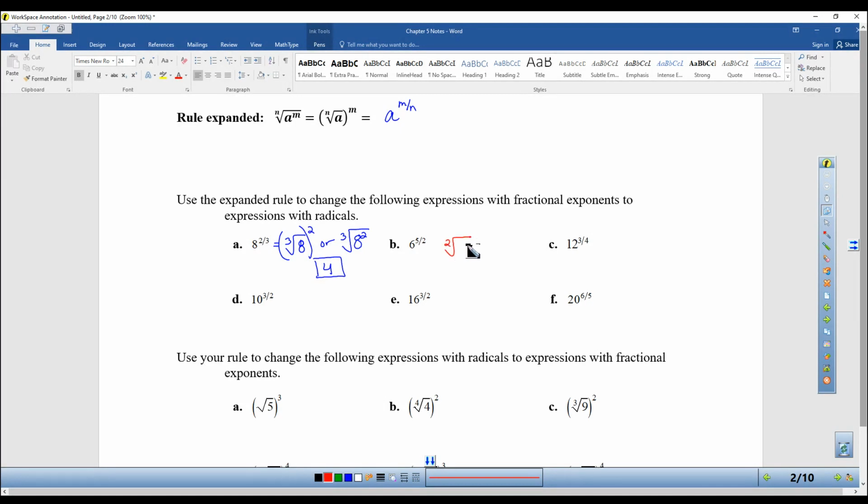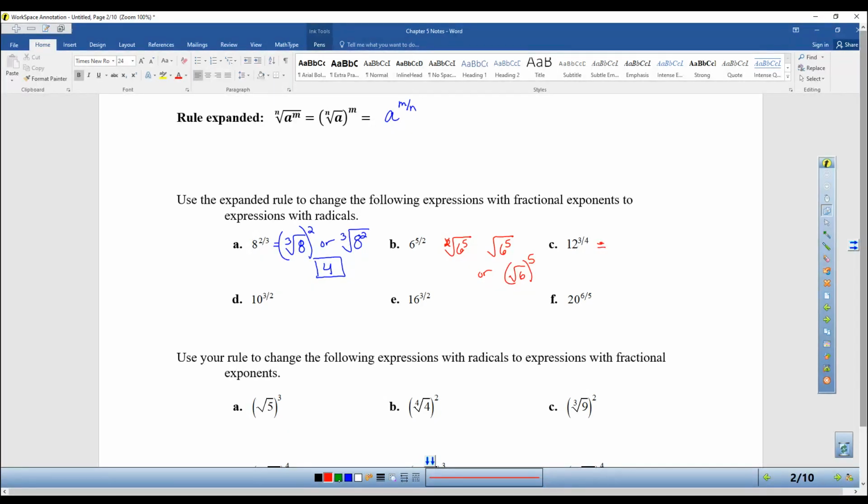So it's a square root of 6 to the 5th. But whenever we have a square root, people tend not to write it. So you can write it as the square root without the little 2 of 6 to the 5th, or you can write it as the square root of 6 and then the whole thing to the 5th. Both answers are perfectly acceptable.